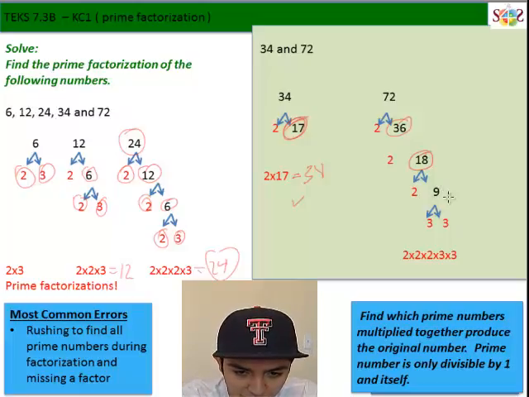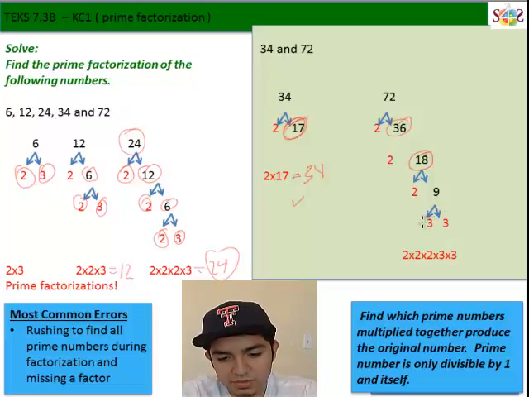So now we use the numbers that are prime numbers, and we write them out: 2 times 2 times 2 times 3 times 3, and that's going to equal 72.